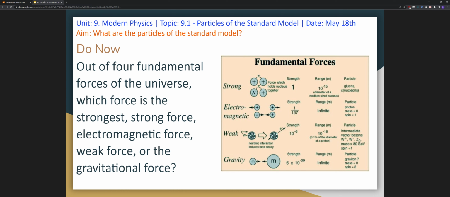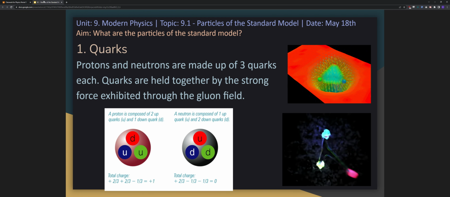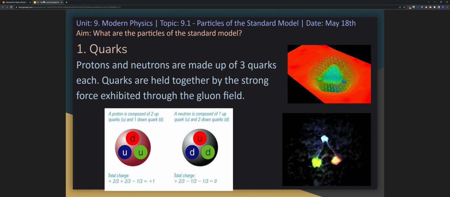All right, I'm going to introduce to you the strong and weak force. If you look at the strengths of each of these forces, the strong force is the strongest force, with the electromagnetic force coming in second, the weak force third, and finally the gravitational force is the weakest force out of them all.